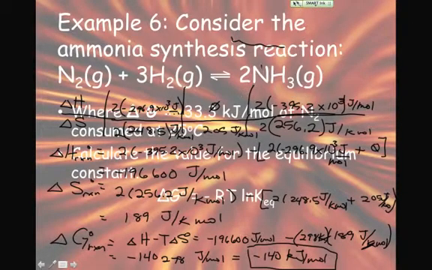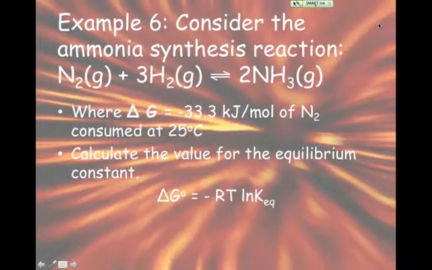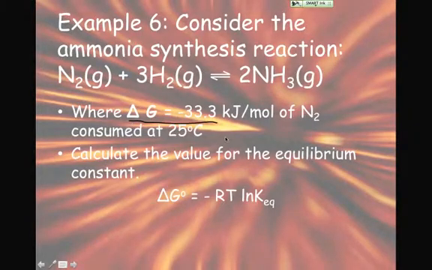You've done that before. Now let's use an equilibrium constant to get to a delta G. Oh, no, we're going to go the other way. We're going to use delta G to calculate the equilibrium constant instead. That works. So in this reaction, the synthesis of ammonia, delta G is a negative 33.3 kilojoules per mole.